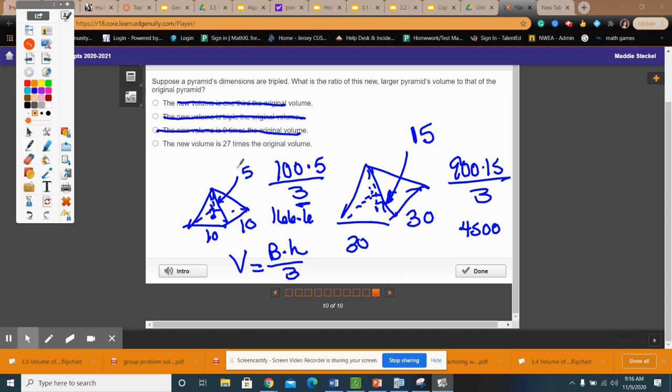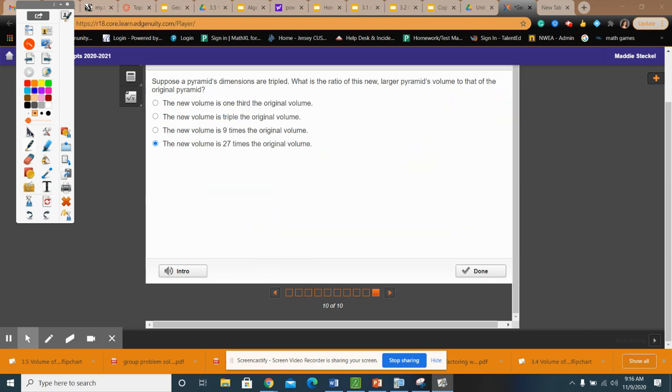27, that seems crazy. 166.6 repeating times 27. Guess what? That's what it is. It's times 27. And the reason that actually happens is because I'm not really just multiplying one thing by 3. I'm multiplying this by 3 and this by 3 and this by 3. So actually, I multiplied it by 3 times 3 times 3, which is 27. So that's tricky, but we got those done.